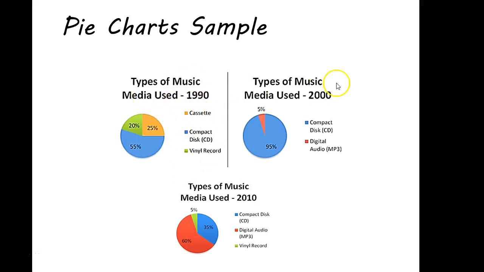The first thing we need to notice is the types of music media used in the 90s and the 2000s: compact disc CDs, digital audio MP3, and in 2010, CD, MP3, vinyl record. First thing you will notice is that something disappeared in this period. We have cassette, CD, vinyl. Here we have CD, MP3. This is a significant change that we have to talk about, of course, and also the percentages of each on the chart.